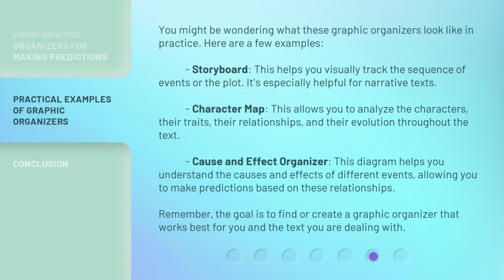You might be wondering what these graphic organizers look like in practice. Here are a few examples. Storyboard. This helps you visually track the sequence of events or the plot. It's especially helpful for narrative texts. Character map. This allows you to analyze the characters, their traits, their relationships, and their evolution throughout the text.